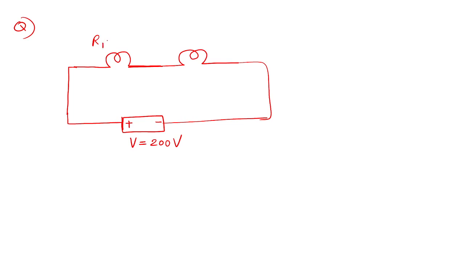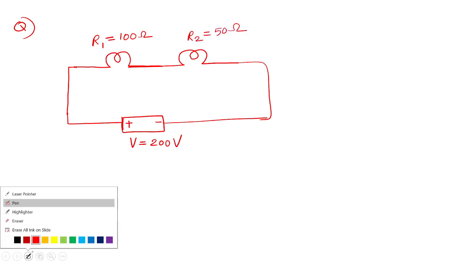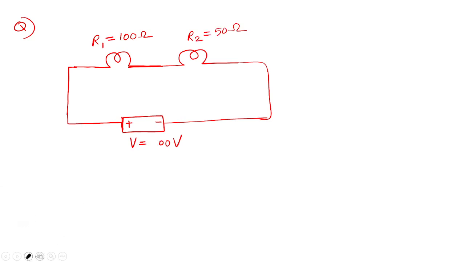This bulb has resistance 100 ohm. This bulb has resistance 50 ohm. Let me give a good number, 3 volts. So this type of question is important. I have gone through the previous year questions. I have seen plenty of questions like this. This question is not there in the textbook. All of you please listen.